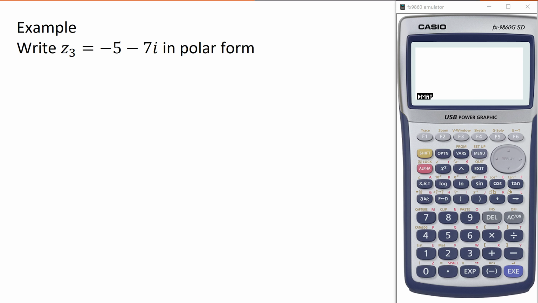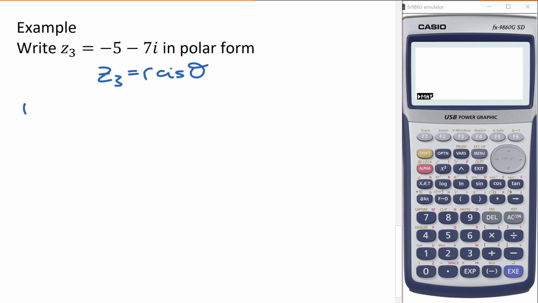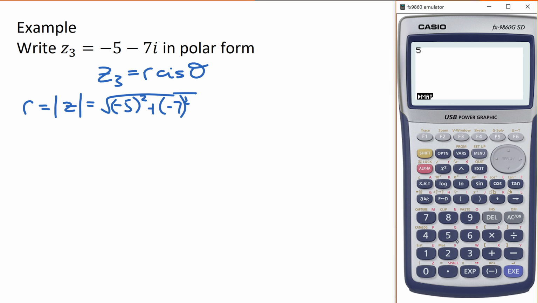One more example. So here you go, this one last one. Remember, you still have to find it in polar form, so it's going to look like this. Z3 is going to be r cis theta. Remember that r is the modulus. So it's going to be the square root of negative 5 squared plus negative 7 squared. Now we go 5 squared plus 7 squared, that's 74. So the modulus is just the square root of 74.